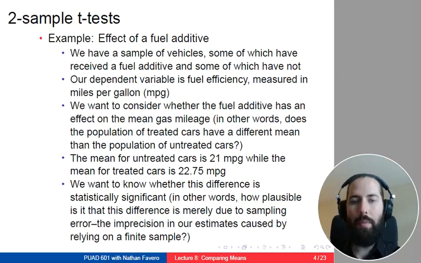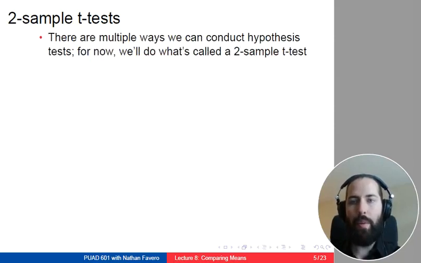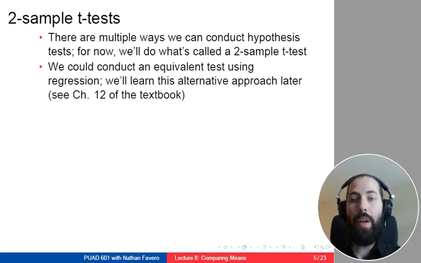Let's talk a little bit more, before we go through the rest of this example, about what we're doing conceptually here with a two-sample t-test. There's lots of hypothesis tests that we can do, and there's multiple ways to conduct a hypothesis test for this particular research question. But we're going to focus on a two-sample t-test because it's one of the simplest ways to conduct a hypothesis test for this kind of situation. It would also be possible to conduct an equivalent test that would give us the exact same p-value for a hypothesis test using regression.